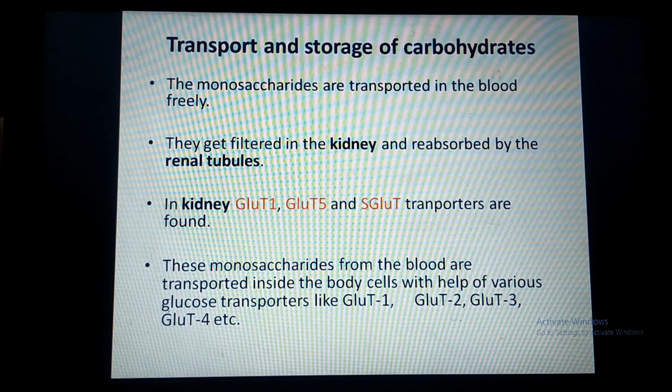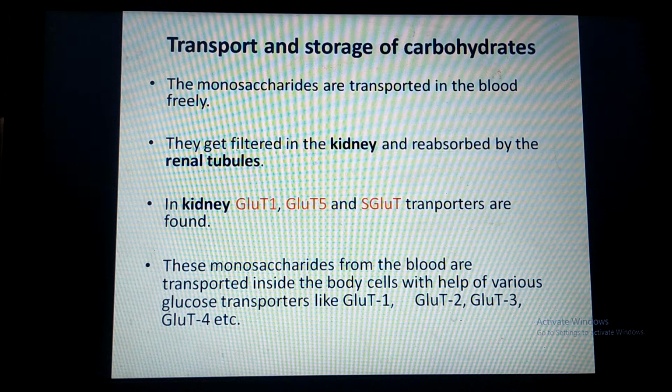Sometimes if renal tubules are damaged, then also the capacity of the renal tubules to reabsorb glucose decreases. In this situation also the glucose enters into the urine leading to glycosuria, though the blood glucose level is normal in this case. Through the blood, the monosaccharides are circulated all over the body.